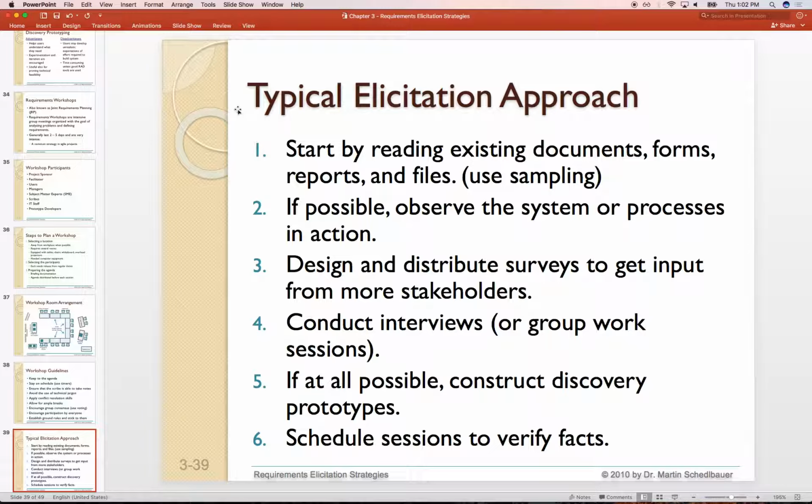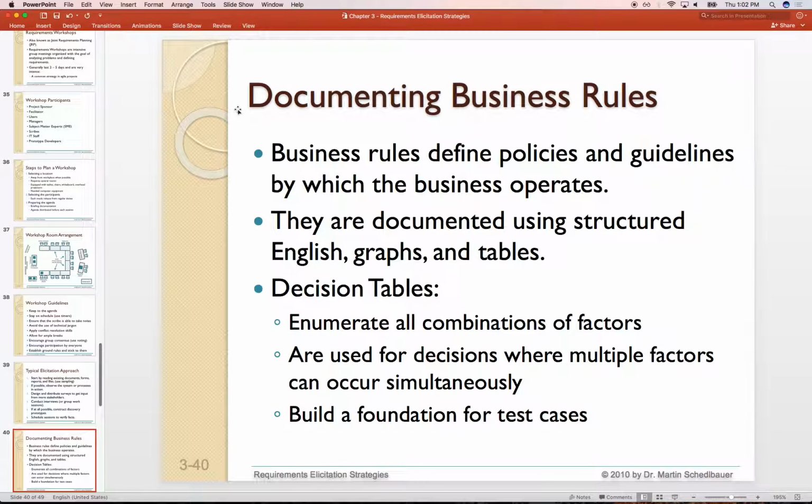If you can, ideally you would create the prototypes right there and then, for folks to take a look at and to do some verifications.